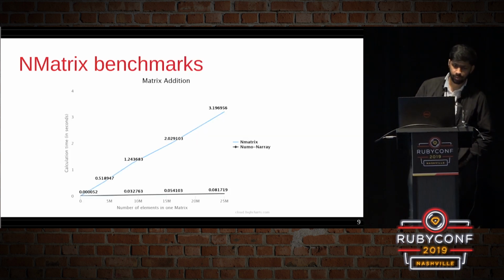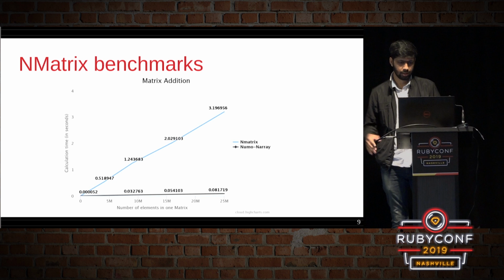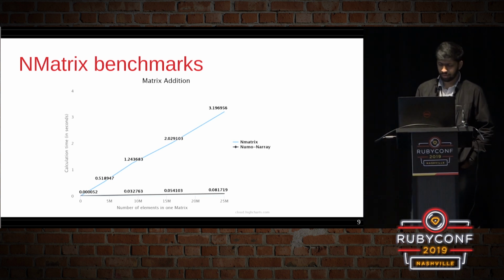Then let's talk about NMatrix, and how slow it is. First, these are the benchmarks for NMatrix versus Numo and Ruby, and Numo NArray. Numo NArray is an alternative to NMatrix, which is basically a dense matrix library, just like NMatrix. As you can clearly see, the lower one is the better one, which is Numo in this case. So it completely outperforms NMatrix.